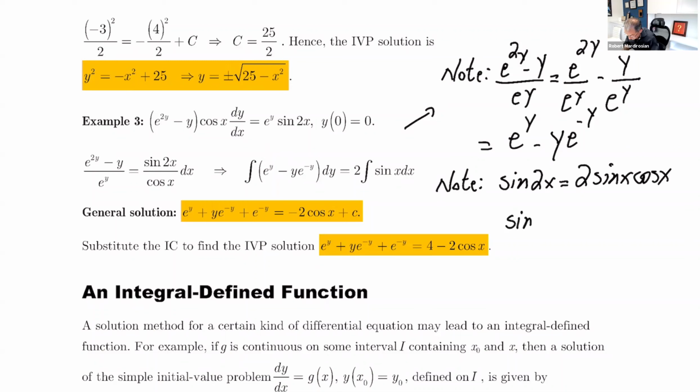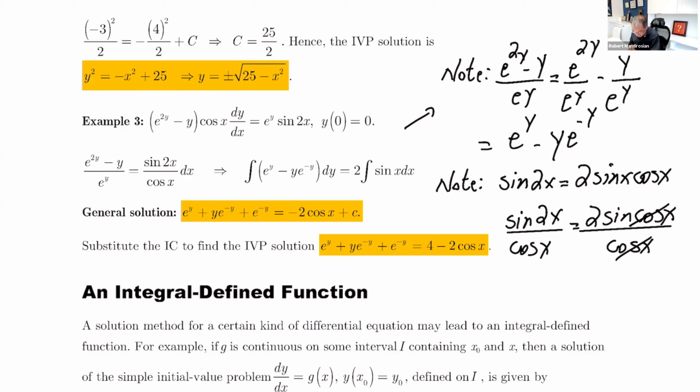Sine 2x over cosine x is 2 sine x cosine x over cosine x, and the cosines cancel, and that's how I got 2 sine x. So you take the integral of 2 sine x.